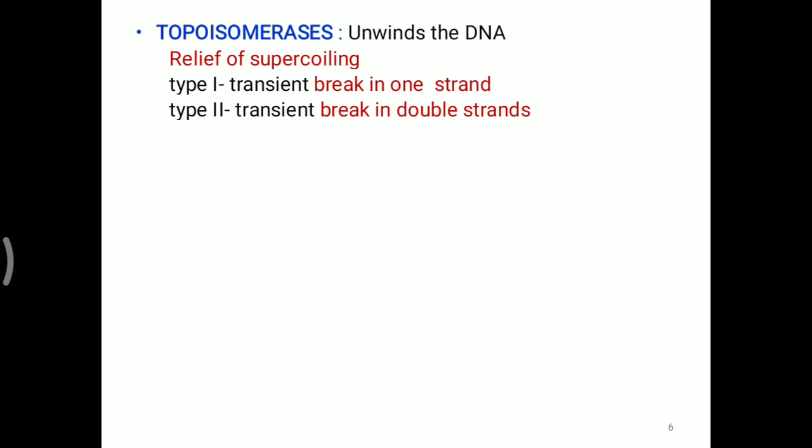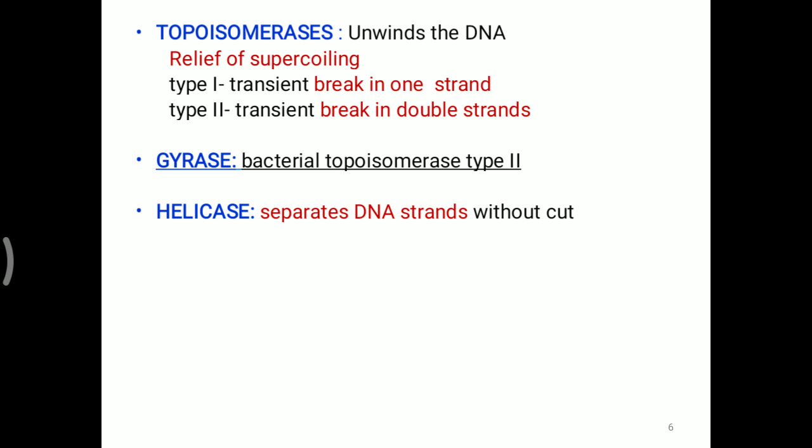Sometimes type 3 and 4 are also considered, in relation to a break in one strand and double strand respectively. Another enzyme is gyrase, which is a bacterial topoisomerase type 2. It is generally found in bacteria and acts as a type 2 topoisomerase. Another important enzyme in mammals is helicase, which separates the DNA strands without cutting. You can compare it with topoisomerase. Helicase separates the DNA strands but without cutting any DNA molecule or strand.